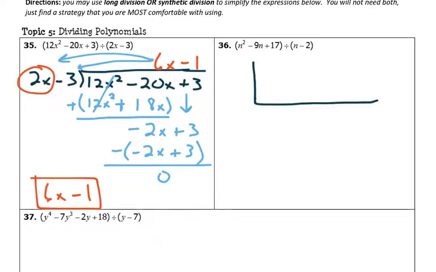How do we figure out what goes outside here? Well, again, what would make this binomial equal to 0? A positive 2 would make that binomial equal to 0. So we're going to go ahead and put the 2 on the outside.